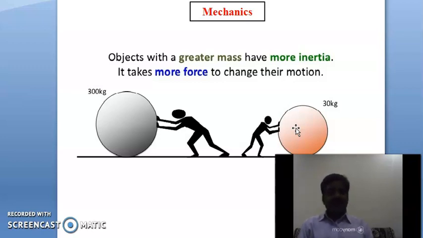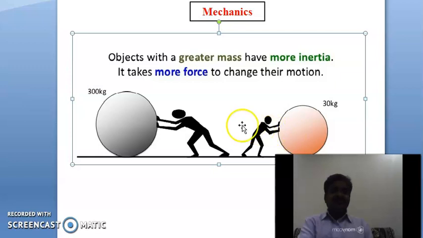Then surely you can say from this picture, you observe here a child is pushing, and a man is pushing. Surely the force exerted by the man on this body is more compared to the force exerted by this boy. More mass, more force is required. Are you agree? So it is written, objects with greater mass have more inertia. What is meant by inertia? This term we are discussing in the next slide. It takes more force to change their motion.